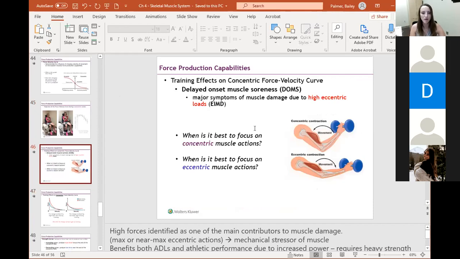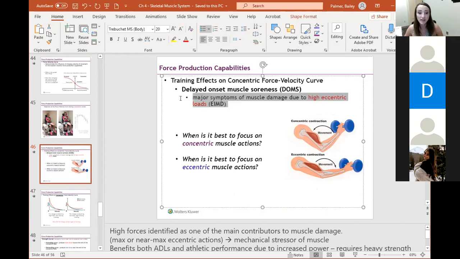This here goes a little bit more into that, and you do have to know the information on this slide here. So know that muscle damage is mainly due to high eccentric loads rather than concentric. And we probably know why. The stretching of that muscle tissue causes micro tears in the muscle, which causes soreness. So EIMD, exercise-induced muscle damage, is mainly due to high eccentric loads.